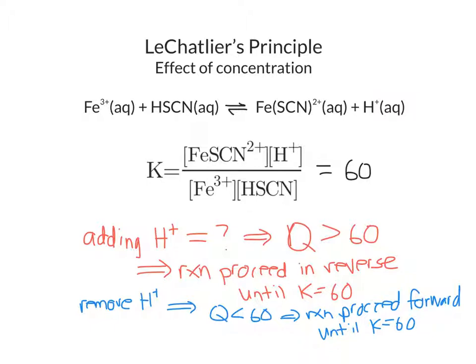Likewise, if I added HSCN, the reaction would move in a direction to use up the extra HSCN. If I remove HSCN when I'm at equilibrium, then the reaction is going to move in a direction to make more HSCN to replace what I took out. And so the general principle here is that the reaction will proceed in a direction to counter the effect of whatever I have done to the concentrations. And that is the basic idea of LeChatelier's principle.